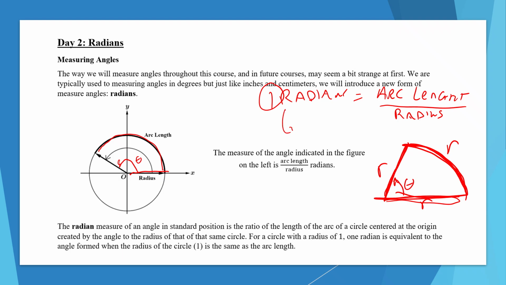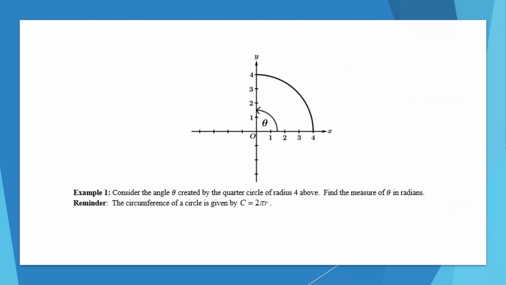1 radian in degrees is around 57.3 degrees. Obviously, you can get a little bit more exact, but that's a rough estimation. And so that's what 1 radian looks like. Now let's take a look at example 1.